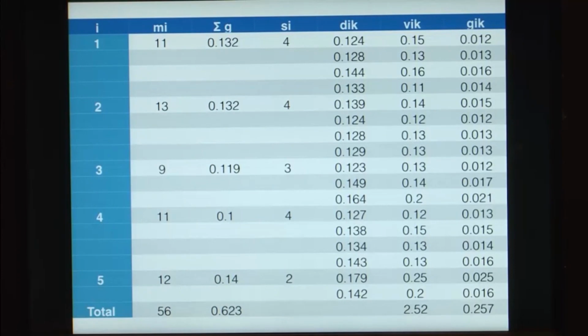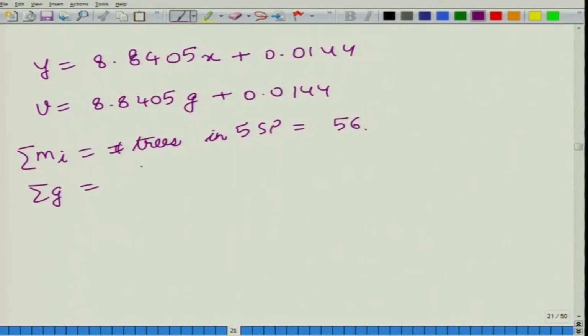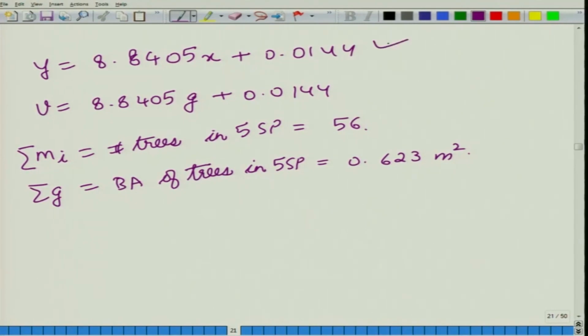So, essentially what we are getting is, now coming back to the tablet, we are given all the mi values. So, the sum of the mi values is the total number of trees in 5 sample plots, which is 56, and this is the total basal area of trees in 5 sample plots, we got it as 0.623 square meters. So, now we use this equation to find out the total volume.